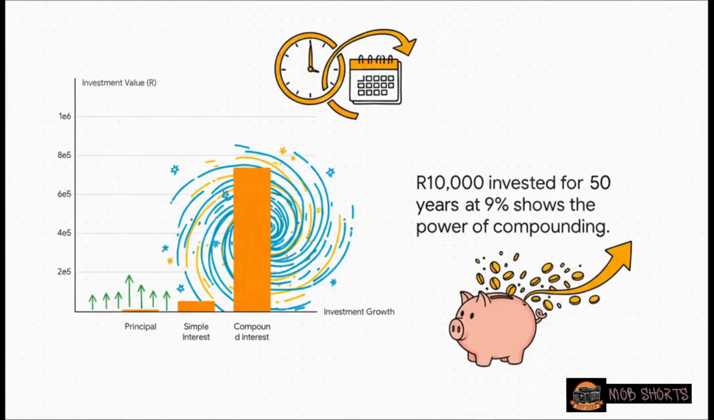And if you're wondering just how big a difference it makes, just look at this graph. It's incredible. Take our R10,000 and leave it for 50 years at 9%. With simple interest, sure, it grows to R55,000. Not bad. But with compound interest, it explodes to over R740,000. That is the insane power of compounding.